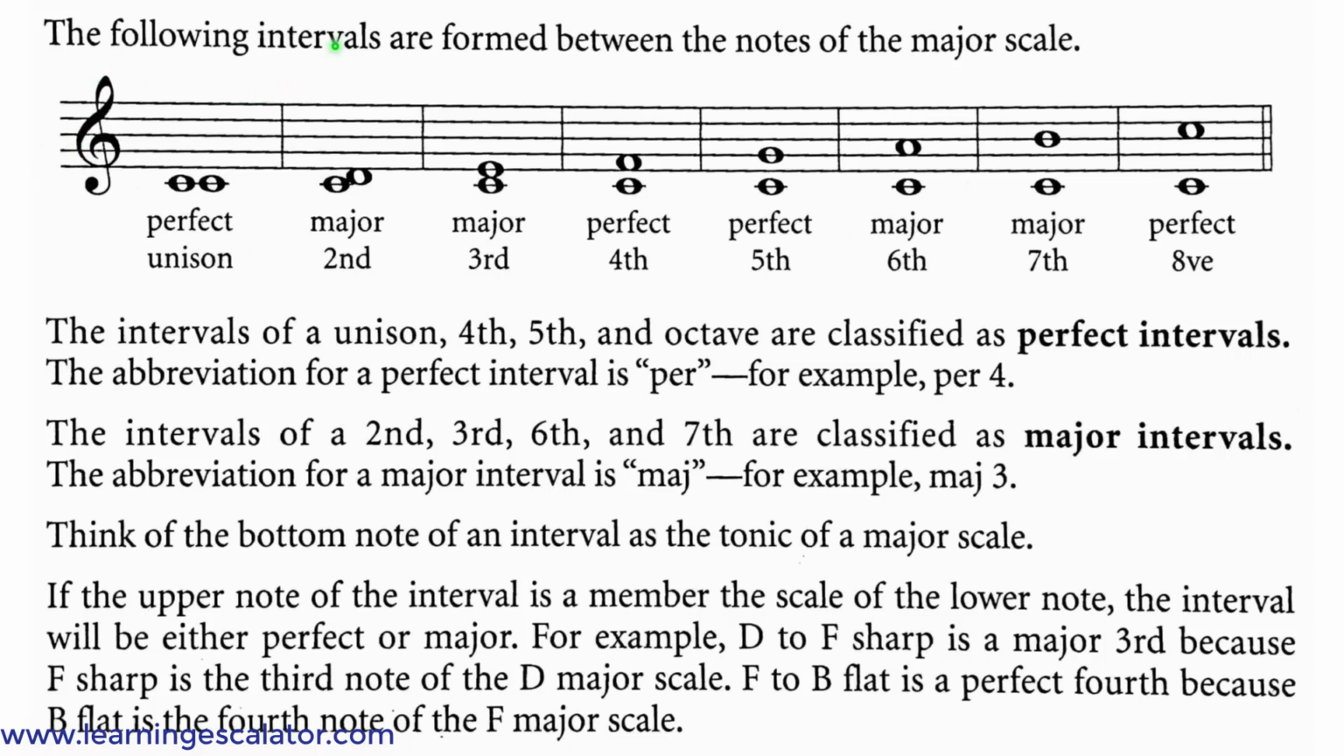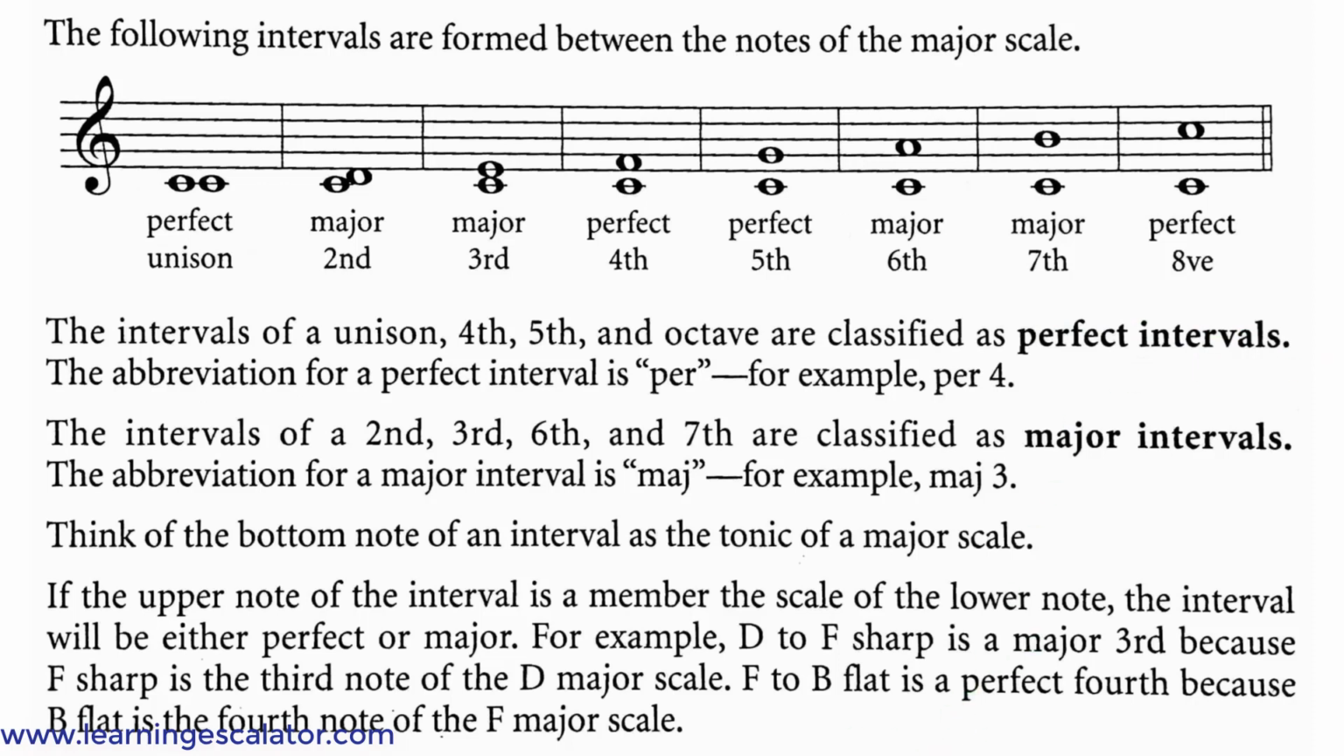The following intervals are formed between the notes of the major scale. So C to C is called a perfect unison, C to D is a major second, C to E is a major third, C to F is a perfect fourth, C to G is another perfect fifth, and C to A is a major sixth, C to B is a major seventh, and C to C, the high C, is the perfect octave. The intervals of a unison, fourth, fifth, and octave are classified as perfect intervals.